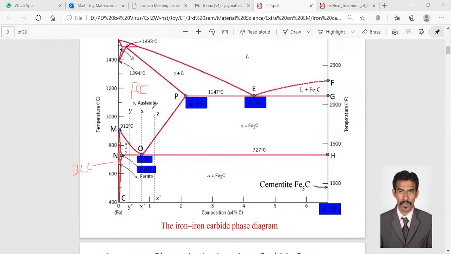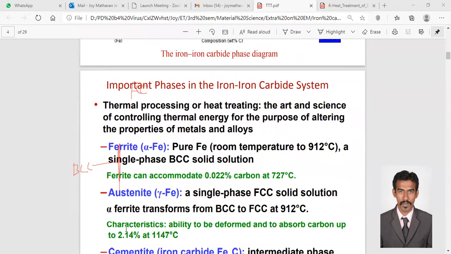Okay, in this phase, in the austenite phase, at 1147 degrees Celsius, carbon has a solubility of 2.14%, right? The composition weight percent of carbon is 2.14%. This is the maximum solubility. All right. So that is here. You see, the ability to be deformed and to absorb carbon up to 2.14% at 1147 degrees Celsius, right? So this is austenite, that is gamma Fe.